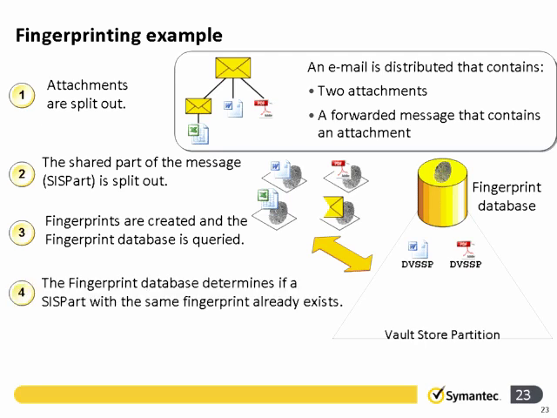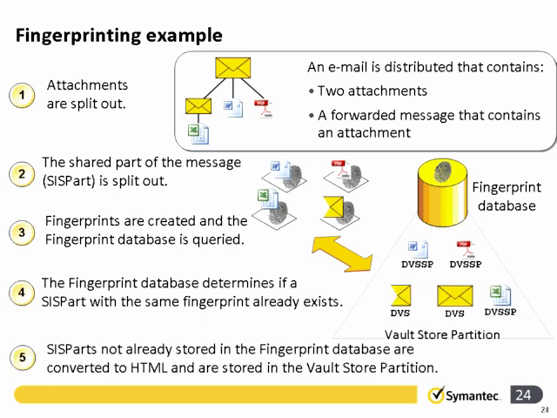Now once I've done that, the fingerprint database will determine if one of the sis parts with the same fingerprint already exists in the database, which means I've already stored that item once. In our particular example, we assume that the Word document and PDF have already been archived, so the only thing that I need to store as a sis part is the Excel spreadsheet.